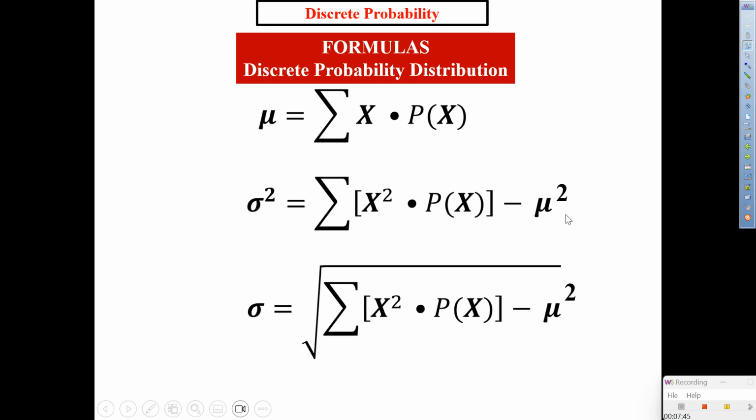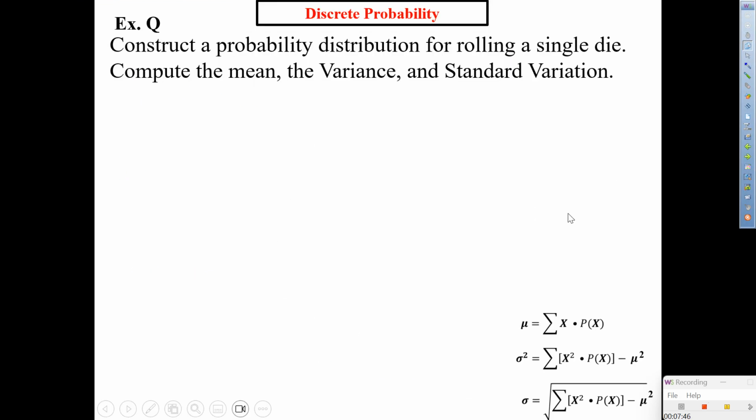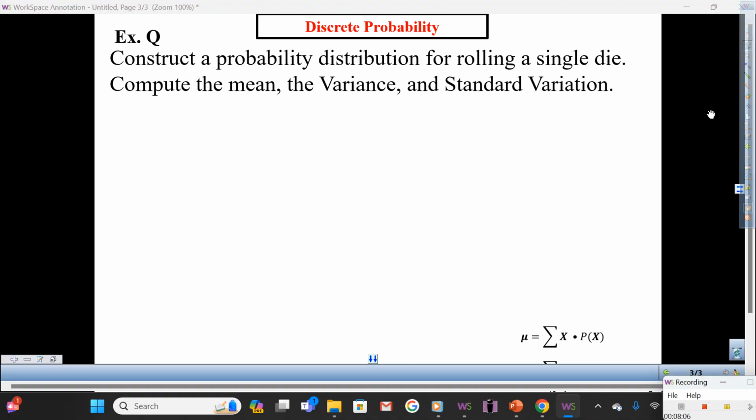So, without further ado, copy example Q. Write that down. And it reads, construct a probability distribution for rolling a single die. Compute the mean, the variance, and the standard deviation. Copy that. All right, so let's put this all together. We started last week, and we did the first part already. Is that correct? Do we know how to build or construct a probability distribution? Yes. So let me zoom in.